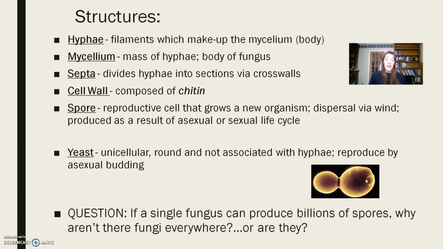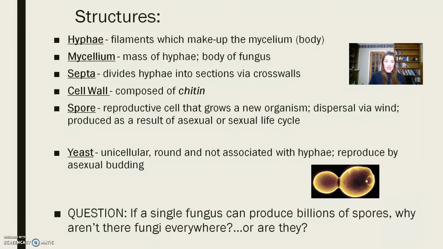Cell walls are made of chitin, which is actually more structurally related to us as the animal kingdom than to plants. So fungi are actually evolutionarily more related to us. Spores are the reproductive cell that grows a new organism, and it's dispersed by the wind. Now, these can be produced by the result of asexual or sexual reproduction.